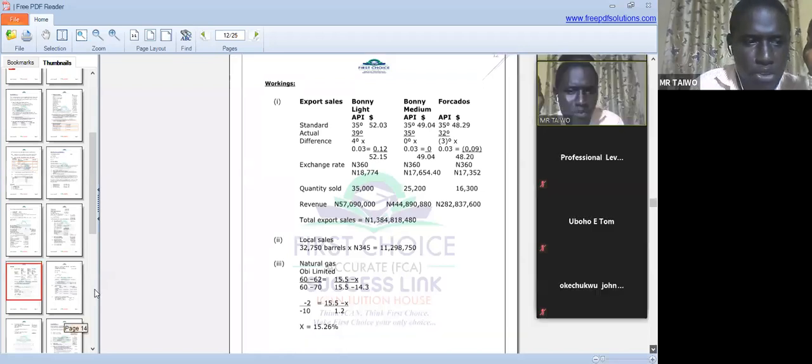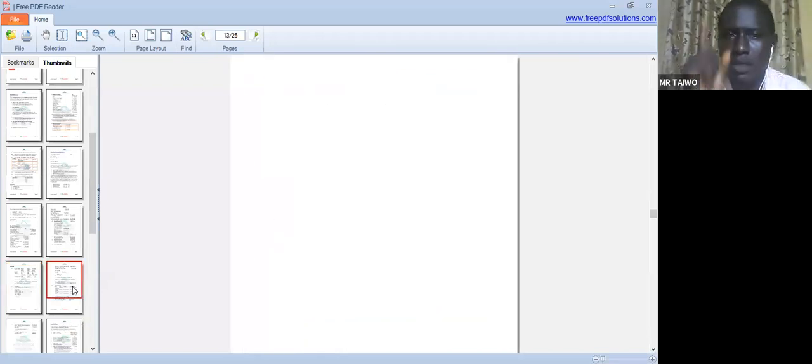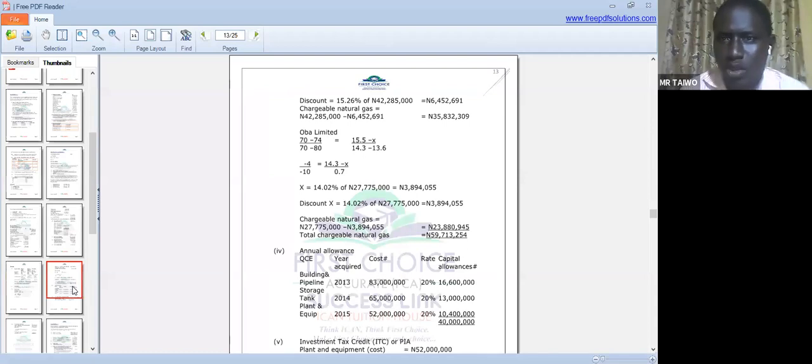Now, the same approach, we are going to look for OB Limited. Let's finish it. The G factor will be 15.26%. That's the discount. And the value of the gas contract was 42,285,000. So what's the discount that will be given? 15.26% times that value of the contract will give us 6,452,991. That's the discount.